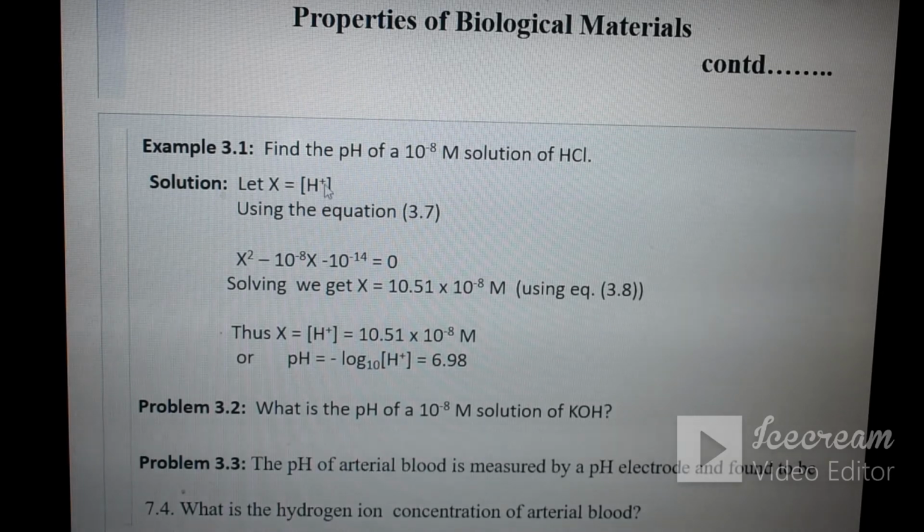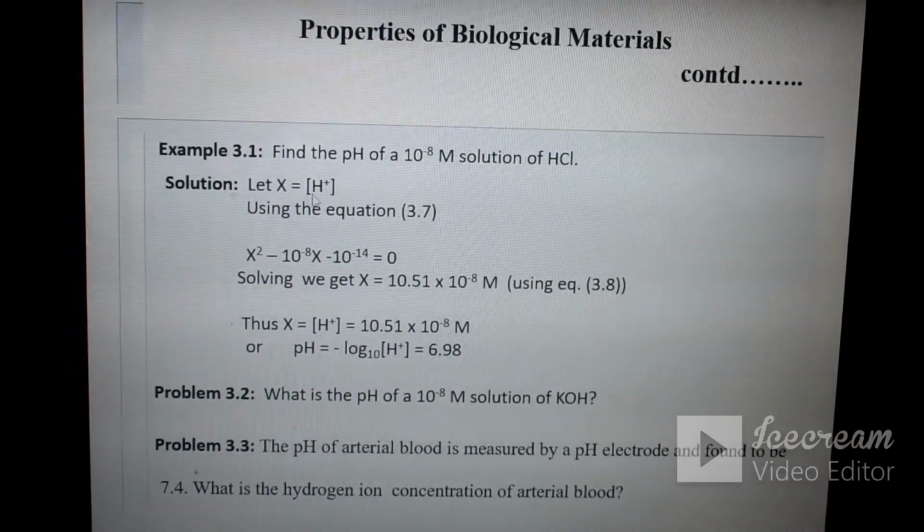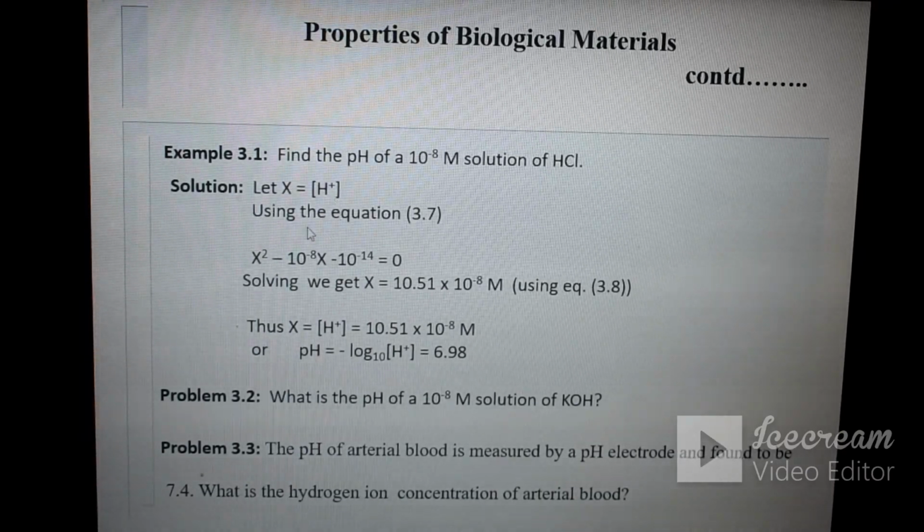Say, for example, find the pH of a 10 to the power minus 8 mole solution of hydrochloric acid. Let X be the hydrogen ion concentration. Using equation 3.7, we get this. Now solving for X, we will get the X value. That is the new hydrogen ion concentration. Thus X, the hydrogen ion concentration, equals this mole, and using the definition of pH, the pH of the solution will be 6.98.